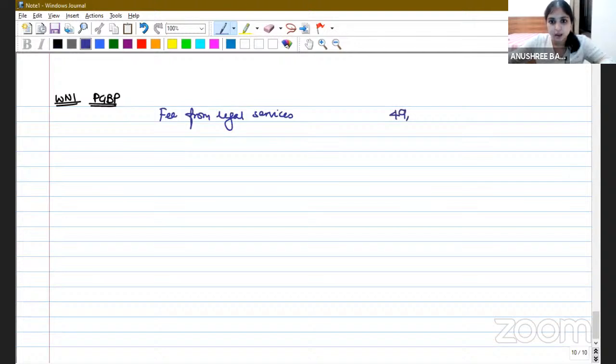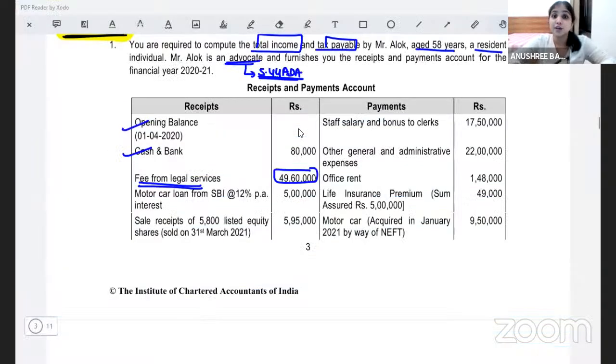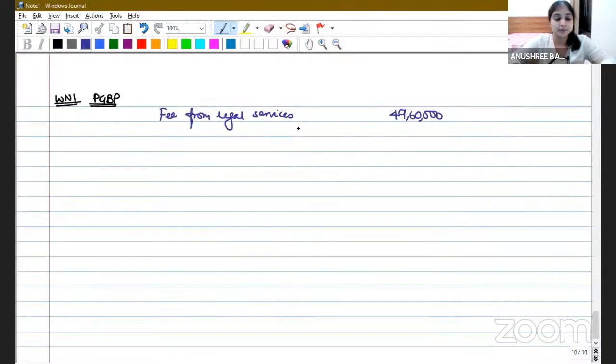49,60,000. Are you noticing the gross receipt is within 50 lakhs? Therefore, 44 ADA also is applicable. So for PGBP, what we will do is first do the calculation as per the normal, the usual route. Then we will also apply 44 ADA, the presumptive taxation route.